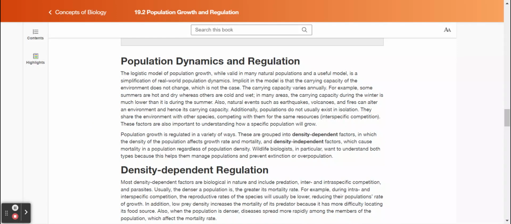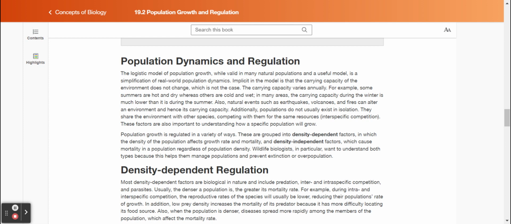Population dynamics and regulation. The logistic model of population growth, while valid in many natural populations and a useful model, is a simplification of real-world population dynamics. Implicit in the model is that the carrying capacity of the environment does not change, which is not the case. The carrying capacity varies annually. For example, some summers are hot and dry, whereas others are cold and wet. In many areas, the carrying capacity during the winter is much lower than it is during the summer. Also, natural events such as earthquakes, volcanoes, and fires can alter an environment and hence its carrying capacity.